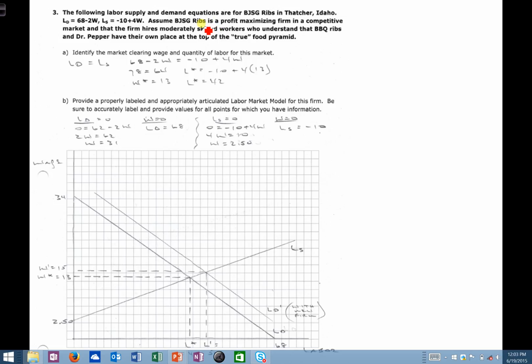I'm suggesting that this company is a profit-maximizing firm in a competitive market, and that the firm hires moderately skilled workers. That becomes important here. And these workers tend to understand that barbecued ribs and Dr. Pepper have a place at the top of the true food pyramid, which may not have a lot of import with respect to the answers to the exam, but believe me, if it has to do with barbecued ribs, it's important. So let's think about this.